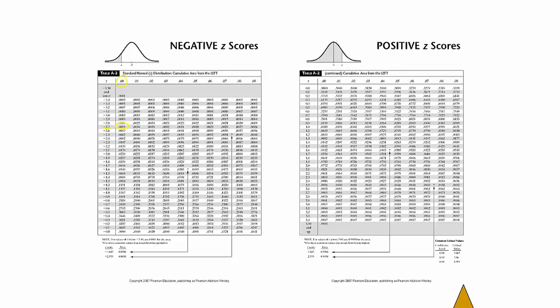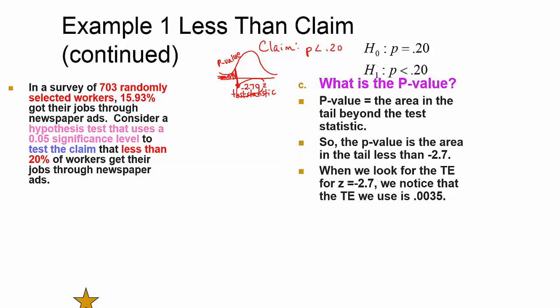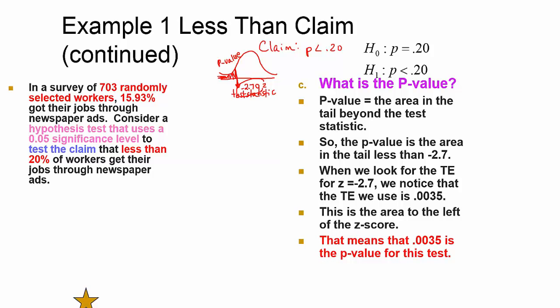This is the area that's contained under the curve to the left of the Z. That's the way this particular Z table is set up. So the area to the left is 0.0035. So now let's go back to our picture. And I now know that the area to the left of negative 2.70 is 0.0035. So that's my table entry, and I don't have to adjust that at all. That is exactly what my p-value is going to be. So my p-value is 0.0035.